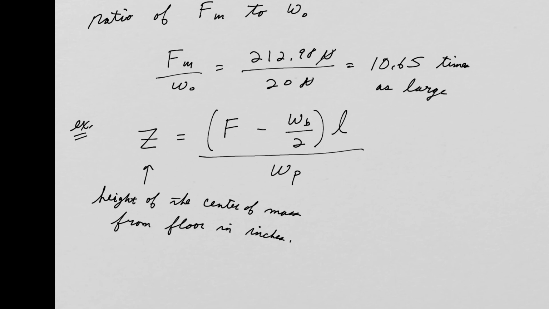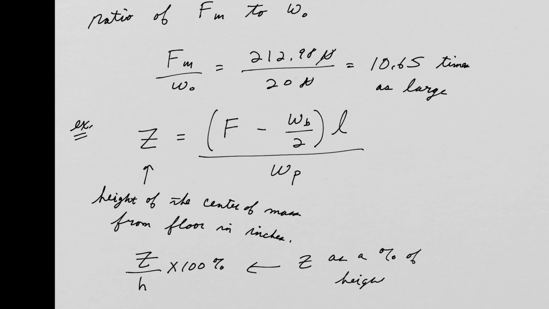And then I might ask you to calculate Z as a percentage of their height. So then you would have to do Z divided by the person's height times 100. And that's basically Z as a percentage of the height. Okay, so definitely probably be a problem like that, but that's plug and chug.